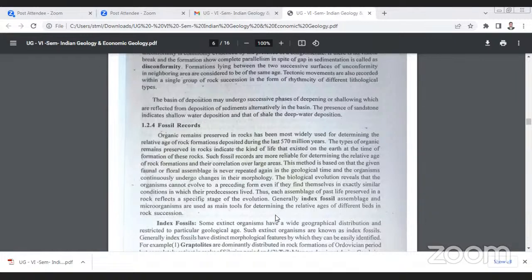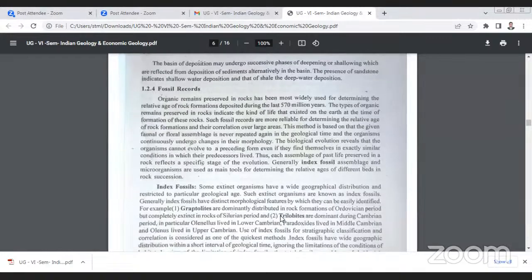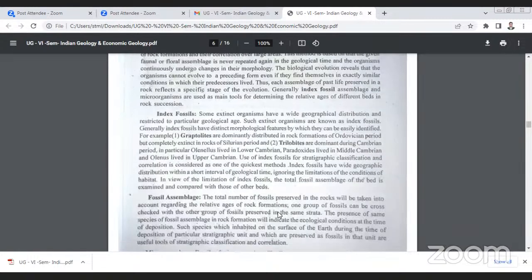Generally, what is the main use of these index fossils? This method is used to find out the particular age, or sometimes we see the geographical distribution of different fossils. Next, fossil assemblages.